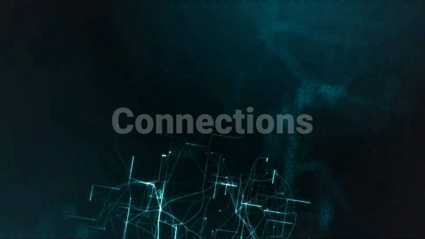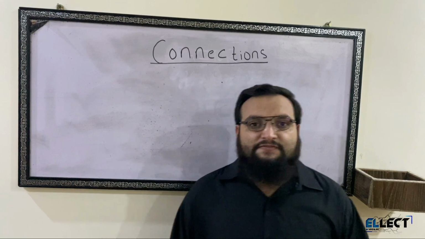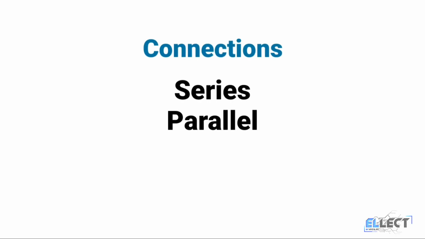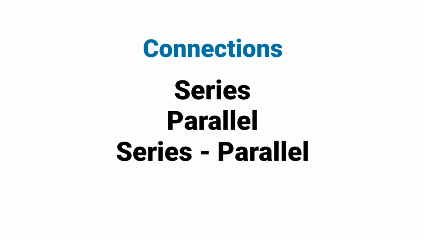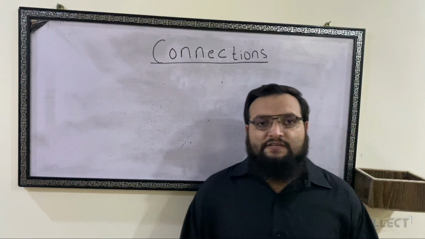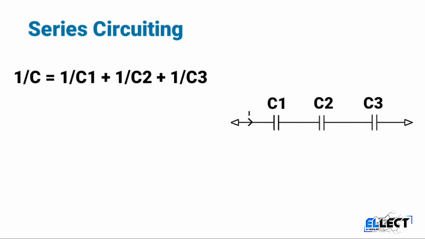Connections. As with resistors, capacitors may also be connected in series, parallel and series-parallel circuits. Now, series circuiting. Whenever we connect capacitors in series, the equivalent capacitance is given by 1 upon C is equal to 1 upon C1 plus 1 upon C2 plus 1 upon C3.